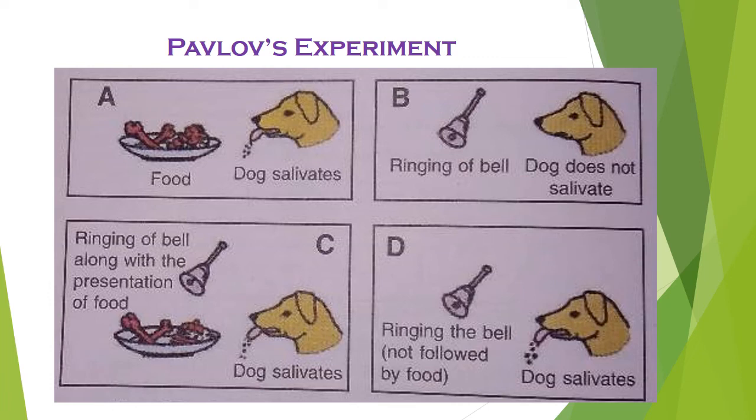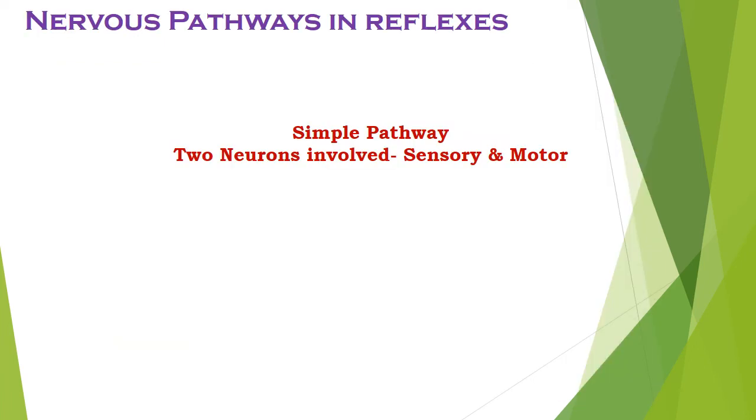Now if you take another example, if you just kneel down to pick up a stone, the dog will run away. This is a very commonly observed conditioned reflex found in dogs. Wild animals in circuses are trained in a similar manner. The next point is pathways. The nervous pathways are of two types in our body. Number one is the simple pathway, which includes only two neurons, that is sensory neuron and motor neuron.